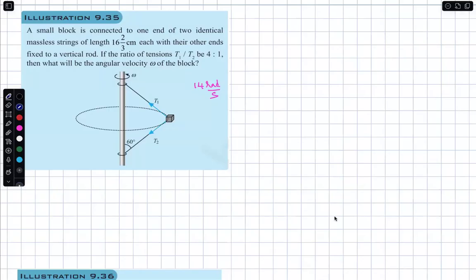You have a small block which is connected to one end of two identical massless strings. Their length is 16 2/3 centimeters. For a while, we will take that as a length L, to avoid any future confusion. Let that be L. L is 16 2/3 centimeters.